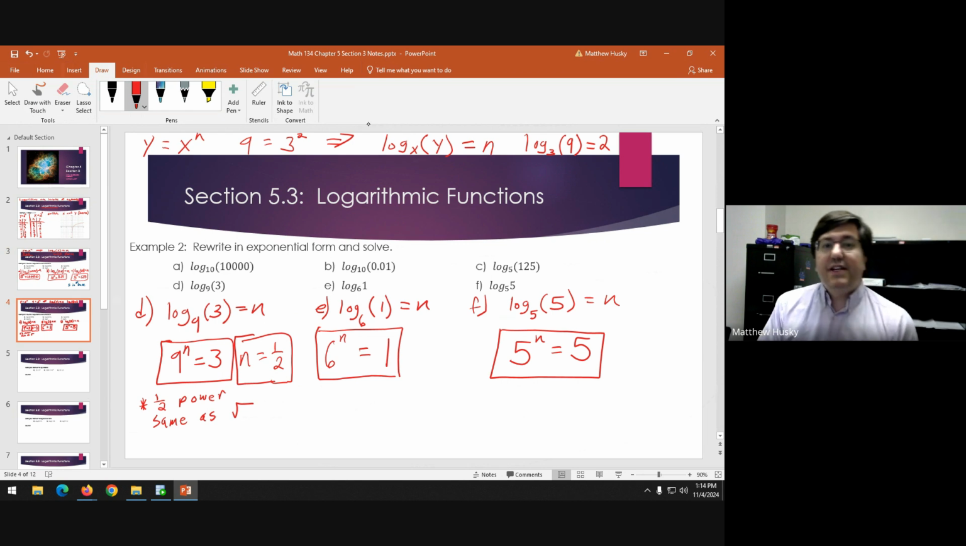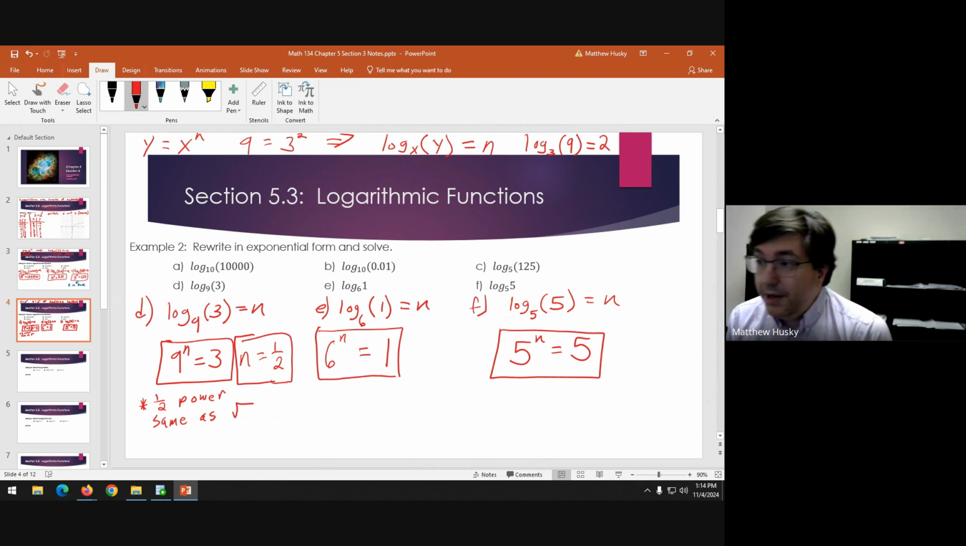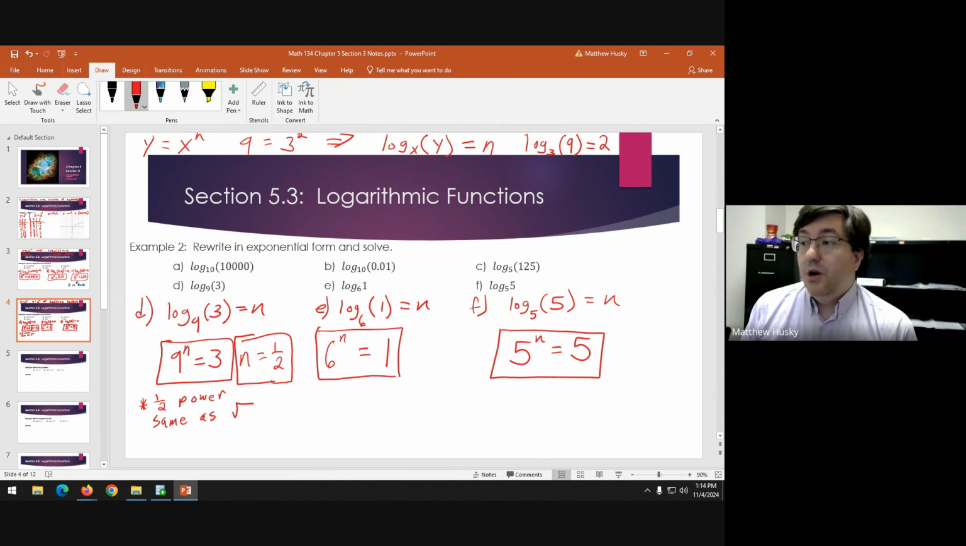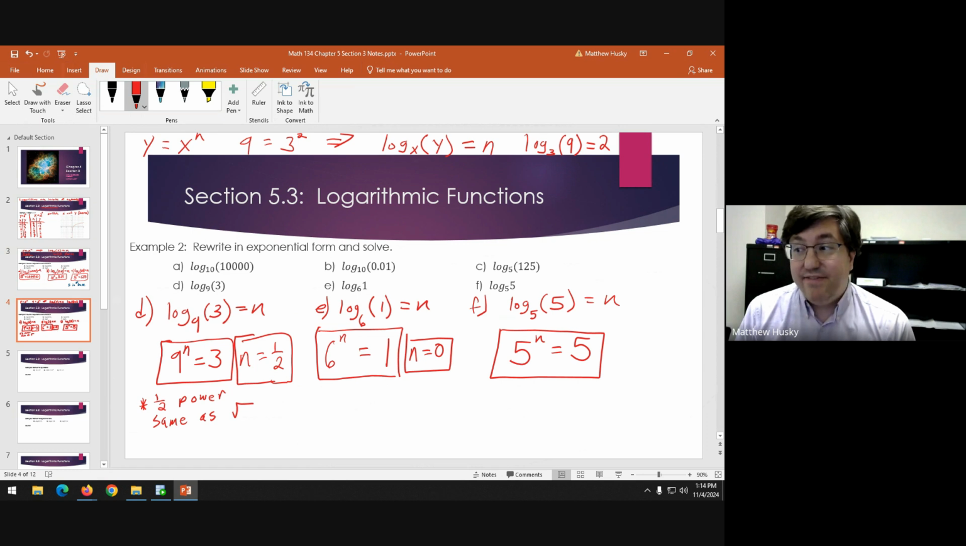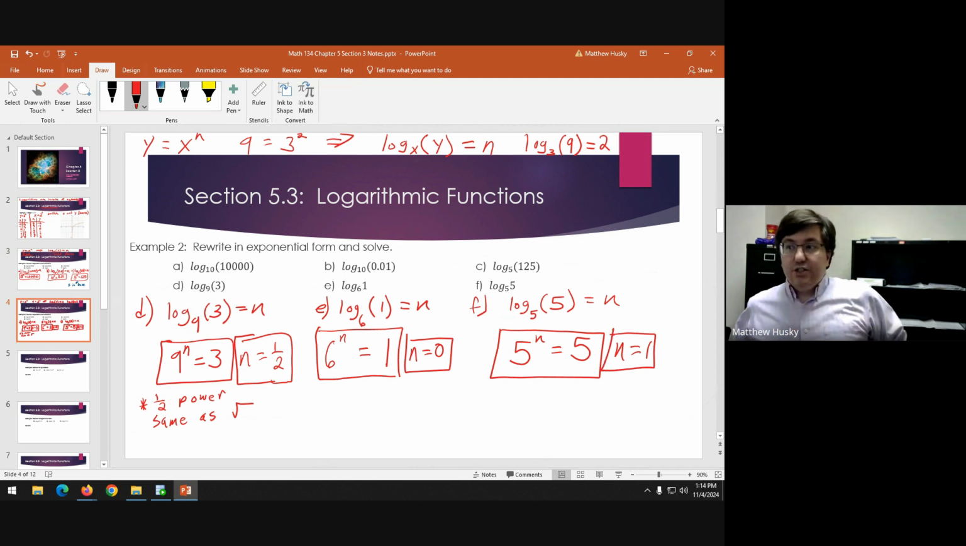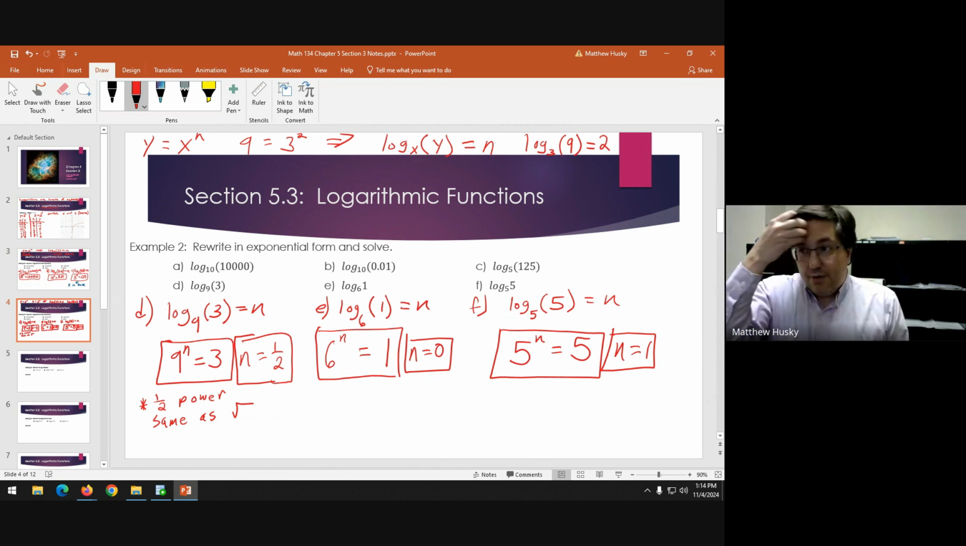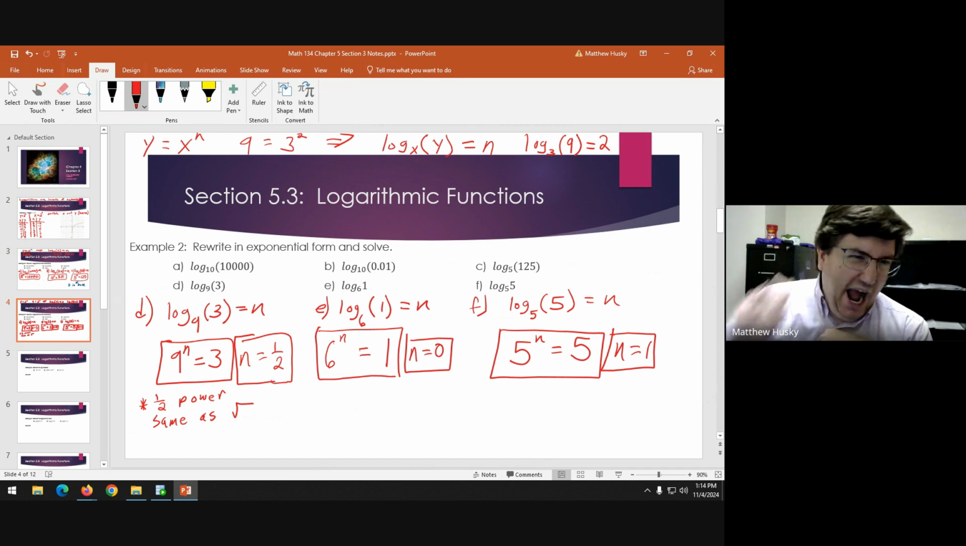For this next one, 6 to the n power turns into 1. You've probably encountered the fact that in order to turn a number into 1 with a power, you would need the 0 power. This would mean n equals 0. For this one, if you have the exact same number, 5 to the n equals 5, that means n is equal to 1, because when the power is 1, it doesn't really do anything or change much of anything. So that would be what the value of n equals in that situation.